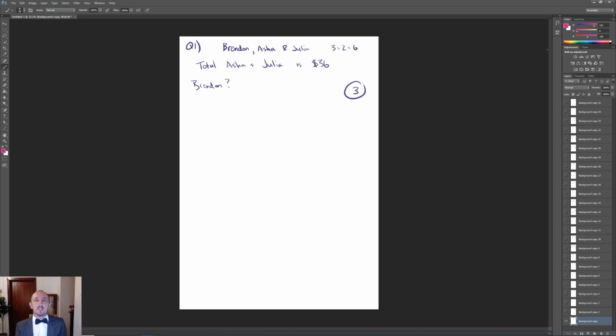So in question 1, they were sharing some money between 3 people, and we had some information that they were in the ratio of 3 to 2 to 6, and the total that Asher and Julia have is 36. So we know that this 2 to 6 here is $36. Okay, so if we split that $36 into 8 pieces, so we do 36 divided by 8, that will give us the value of 1 share.